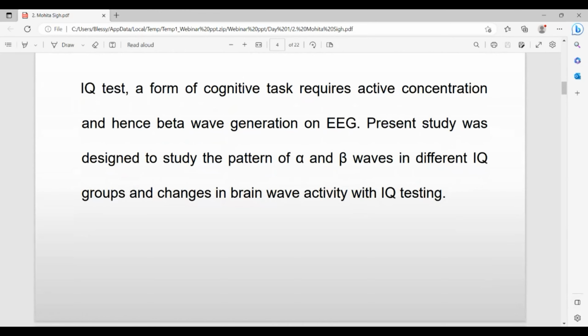So IQ test is a form of cognitive task that requires active concentration and hence beta wave generation on EEG. The present study was designed to study the pattern of these alpha and beta waves in different IQ groups and change in brain activity with IQ testing.